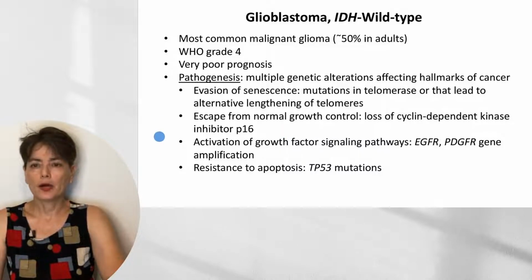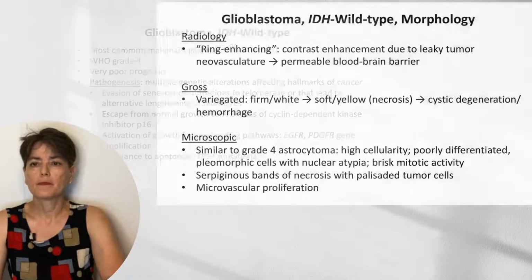Another way to move towards neoplasia is to activate growth factor signaling pathways. A key way of doing this is through amplification of receptors, and this can be done through gene amplification of epidermal growth factor receptor and platelet-derived growth factor receptor. And finally, we can get resistance to apoptosis with TP53 mutations.